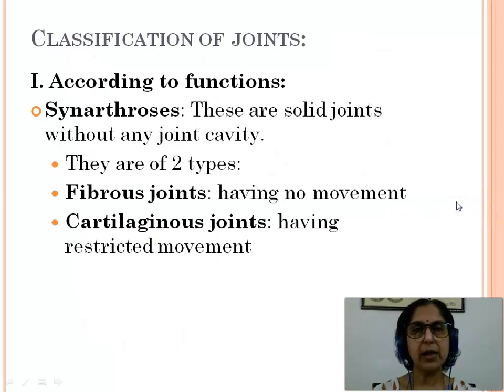Now let us see how we classify joints. According to the function, joints can be classified as synarthrosis and diarthrosis. Synarthrosis are solid joints without any joint cavity, and they are further divided into two types: fibrous joints and cartilaginous joints. Fibrous joints have no movement at all, so they are immovable joints, whereas cartilaginous joints have restricted movements, so they are partially movable joints.